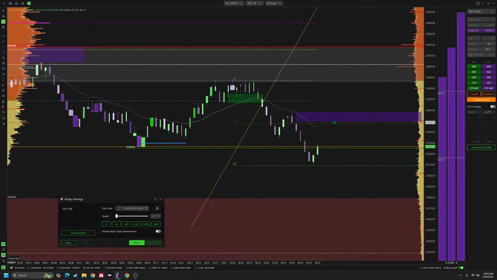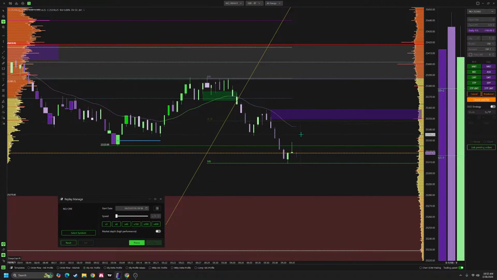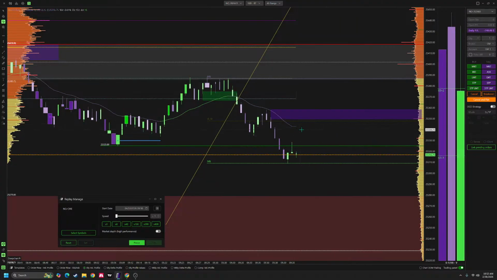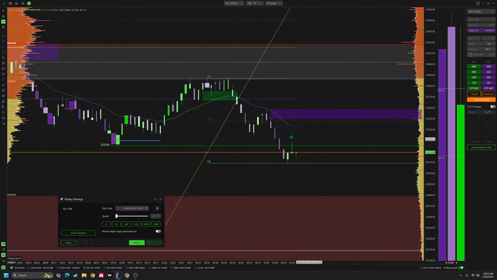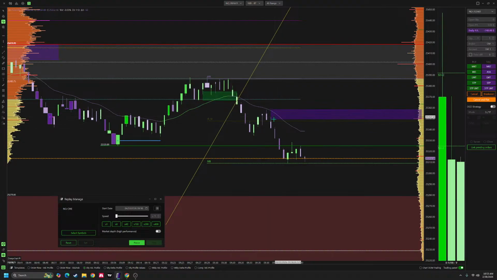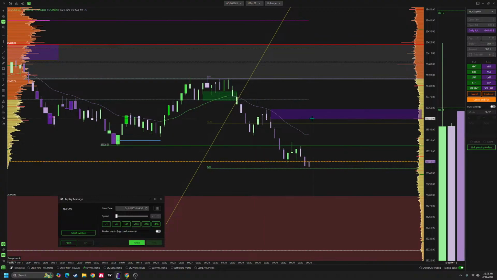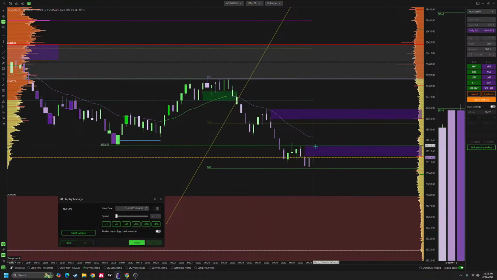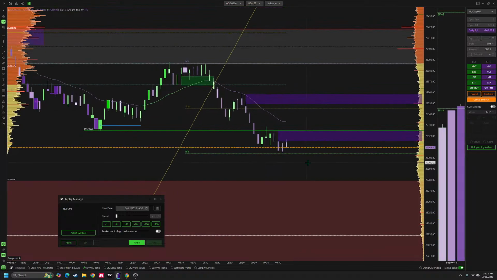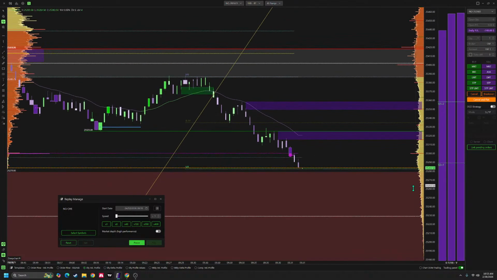So we printed a zone. If it wasn't so early in the session, I would likely take it. But this is showing that there is quite a bit of selling effort to move the price down for this swing. And what it's saying is if price comes back to this zone, it's likely that we're going to continue to push down. Same thing here. We left the zone, we tap back into it, and it's continuing to push down.